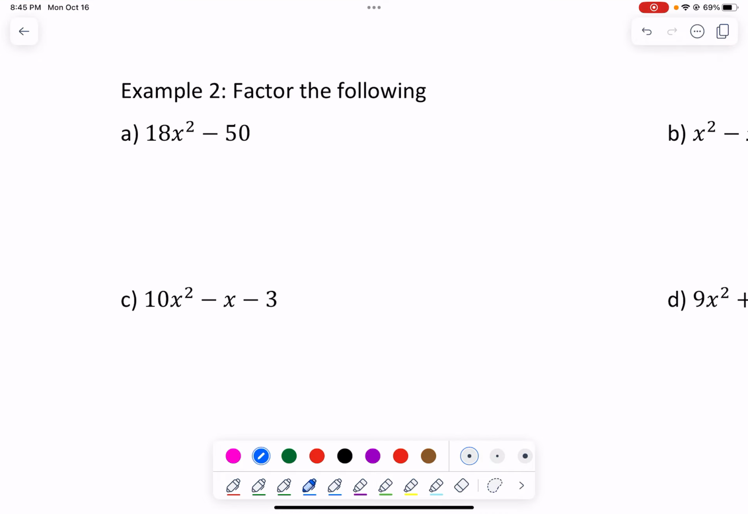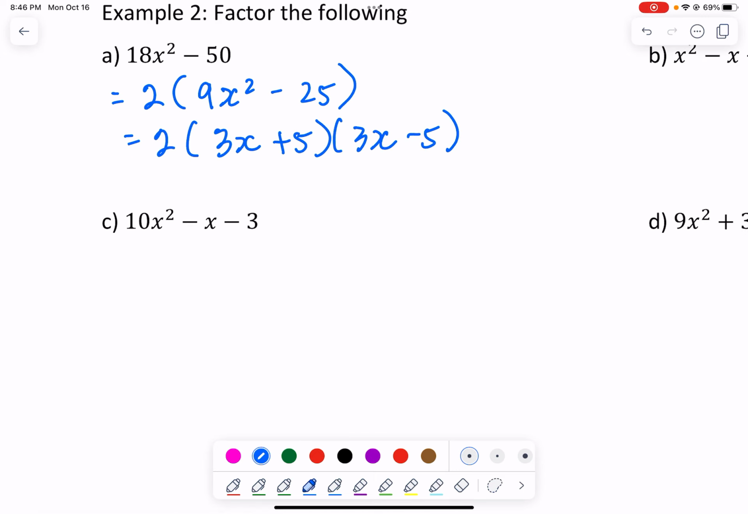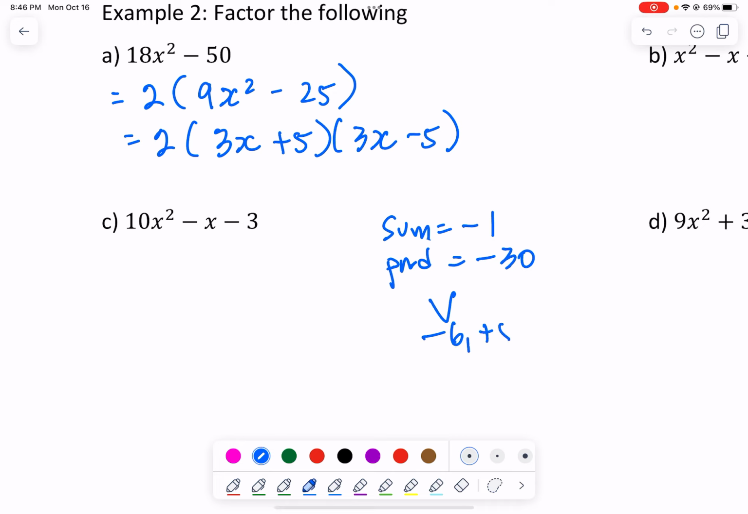Okay, factor the following. They're both even, so I'm factoring out a 2. 9x squared minus 25. I notice that I have a difference of squares, so it's going to be 3x plus 5, 3x minus 5. Done. I'm going to do C. So my sum equals minus 1. My product equals minus 30. So two numbers that are close together, 6 and 5. So my two numbers are minus 6 and plus 5.